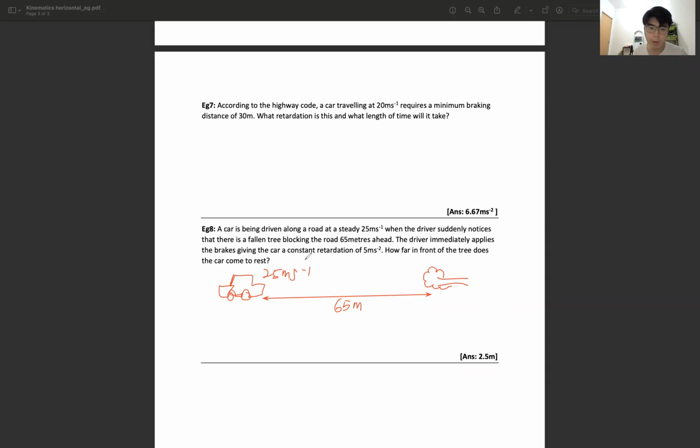Okay, so retardation is deceleration, right? So we have to take a negative. a equals -5 meters per second squared, right? Because the car is moving to the right, so to decelerate, the acceleration has to be negative. How far in front of the tree does the car come to rest?